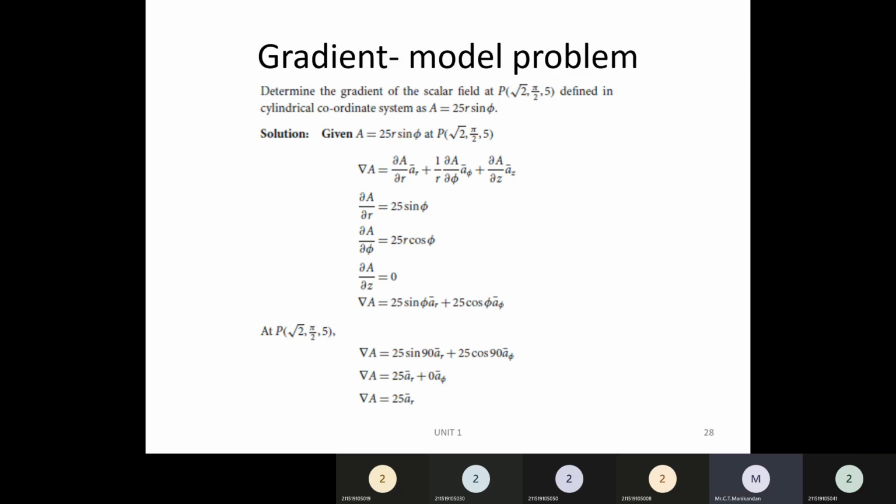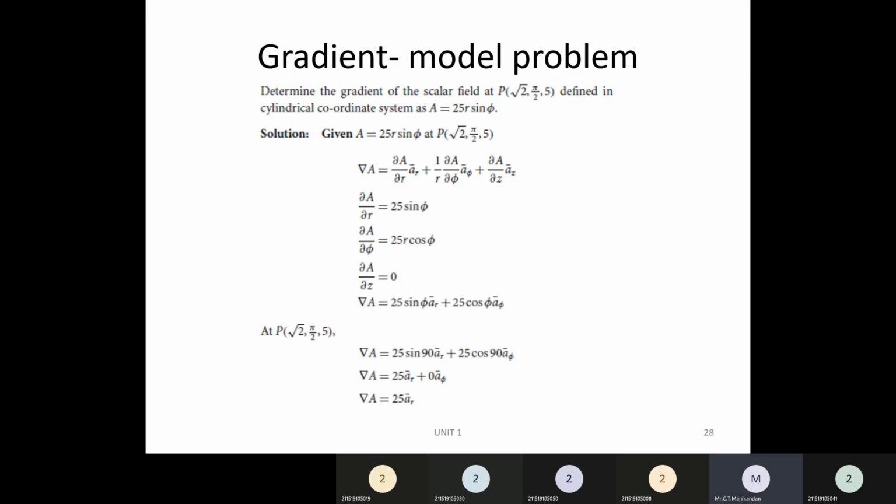You see the question, A equals 25 r sin phi, and the output, del A equals 25 a_r vector. What does that mean? The input is a scalar and the output is a vector. What's the difference between scalar and vector? A scalar has only magnitude, but a vector has magnitude along with direction. If we have only magnitude, it is called a scalar. Magnitude with direction is what we call a vector.